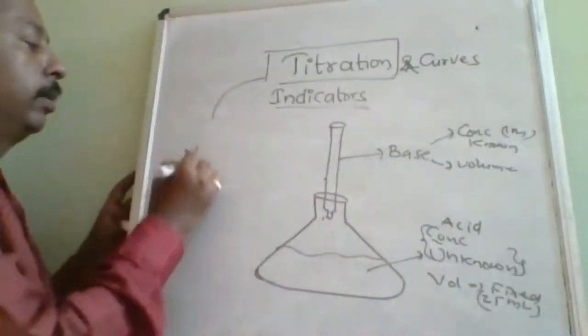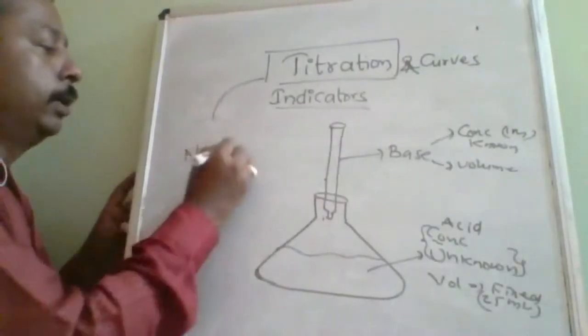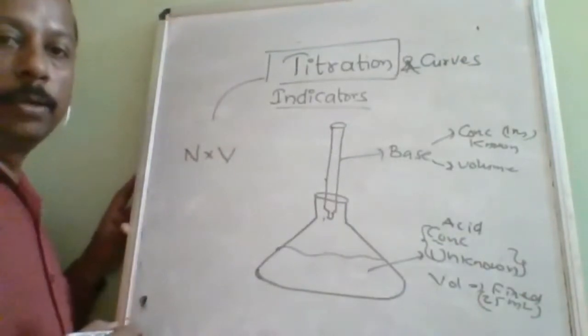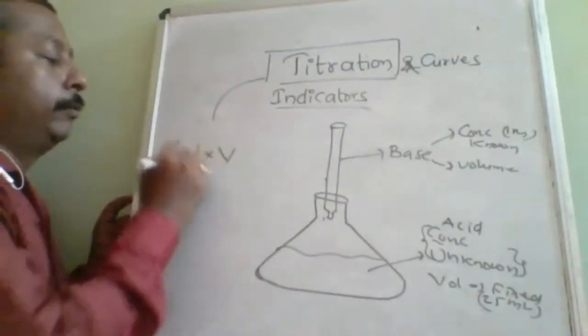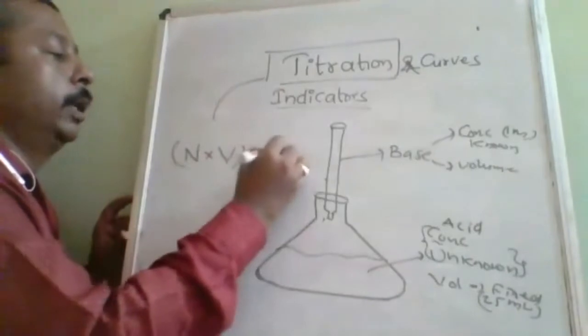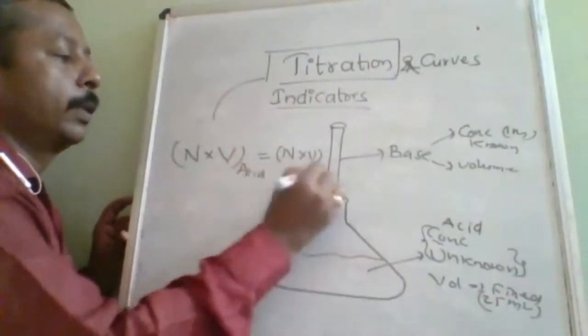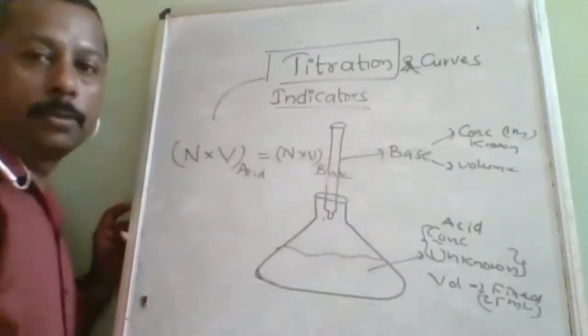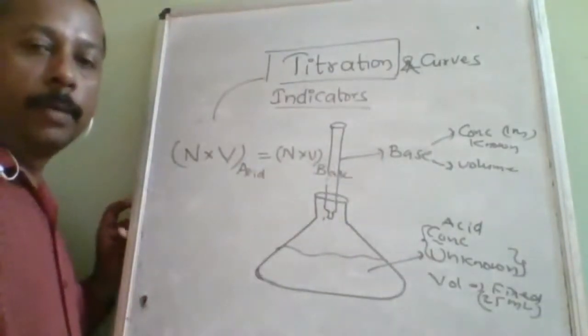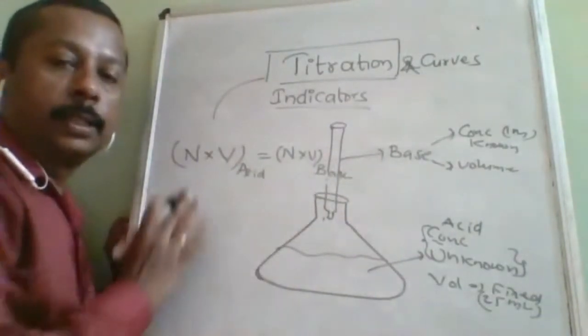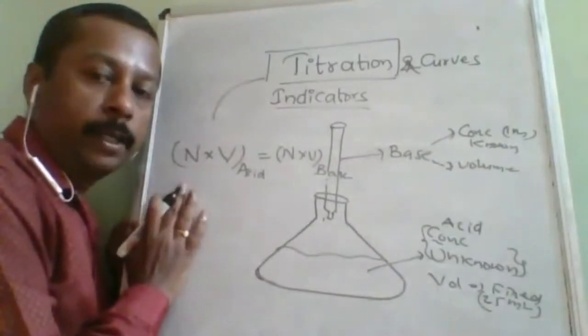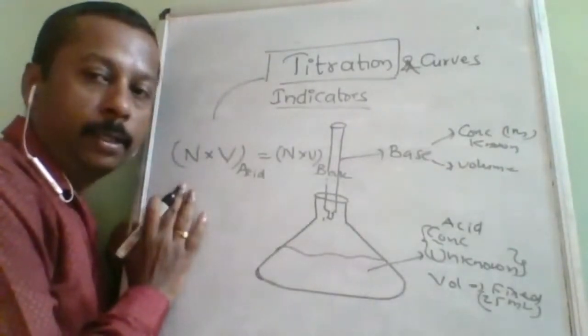That means the number of moles, normality into volume, N into V of acid must be equal to N into V of base. This is acid, this is base. Understood? So for acid and base, normality into volume. This is the condition when the complete neutralization takes place.